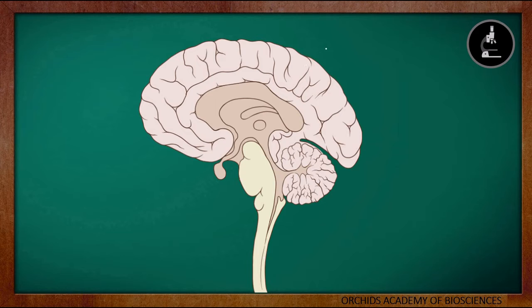So those were the parts of the cerebrum. Now let us discuss the other parts of the brain. After the cerebrum, there is thalamus and hypothalamus.